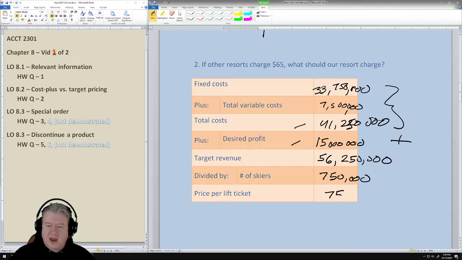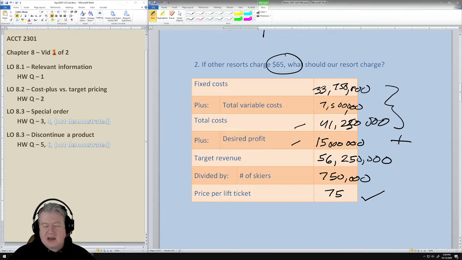75. So other resorts charge 65, but we're going to charge 75 because we're doing a cost plus, because we feel A, that we have a favorable reputation, and B, that it's a differentiated product. Ski resorts are going to be different just by nature. Now, if this came up to 130, well, we might consider.